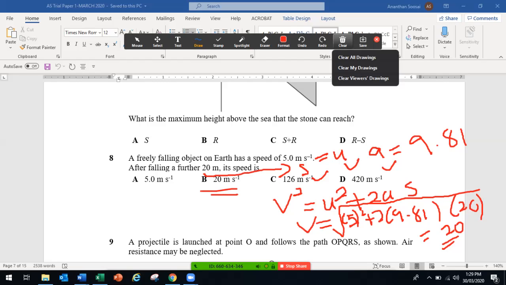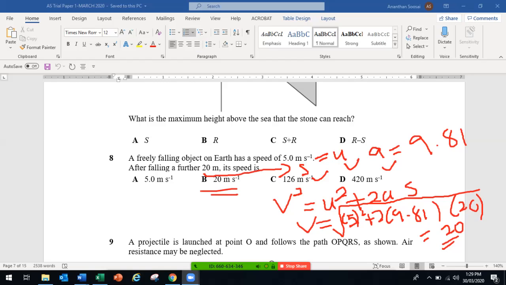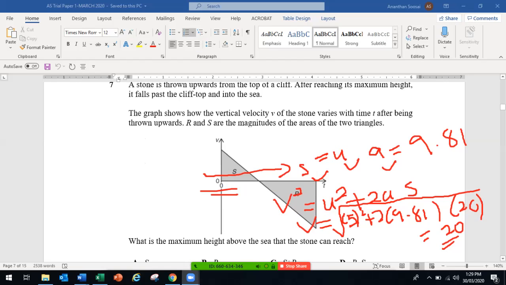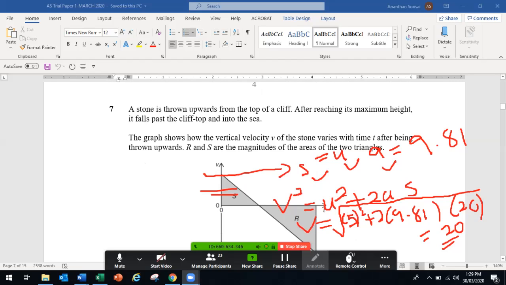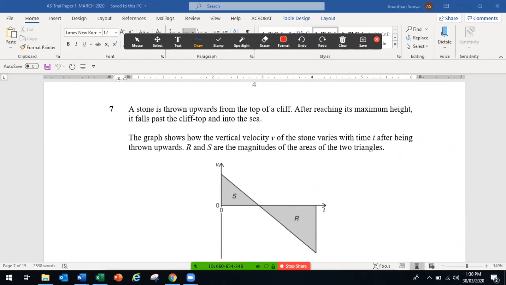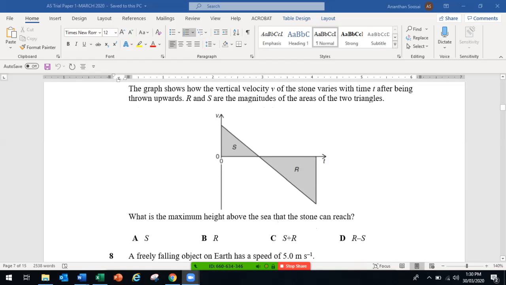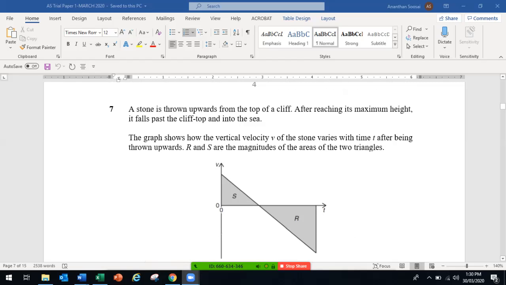Number 7. Okay, 7. A stone is thrown upwards from a cliff, reaching a maximum height. The graph shows the vertical velocity v of the stone after being thrown upwards. R and S are the magnitudes of the areas of the two triangles. What is the maximum height above the sea that the stone can reach?